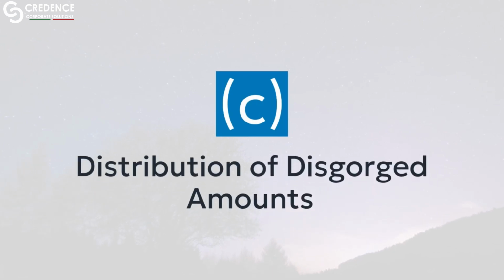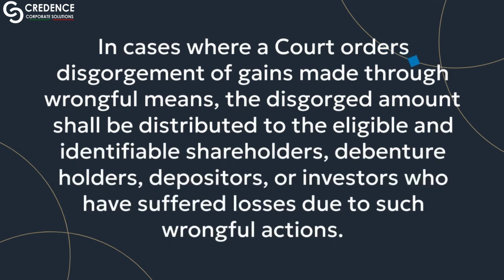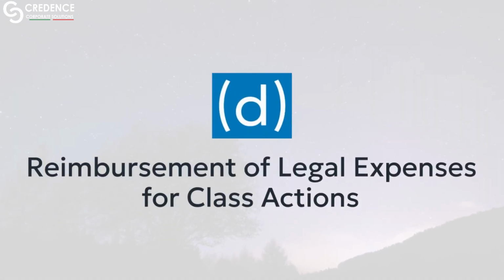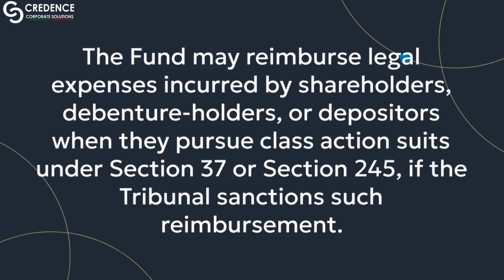C. Distribution of disgorged amounts. In cases where a court orders disgorgement of gains made through wrongful means, the disgorged amount shall be distributed to the eligible and identifiable shareholders, debenture holders, depositors, or investors who have suffered losses due to such wrongful actions. D. Reimbursement of legal expenses for class actions. The fund may reimburse legal expenses incurred by shareholders, debenture holders, or depositors when they pursue class action suits under Section 37 or Section 245, if the tribunal sanctions such reimbursement.